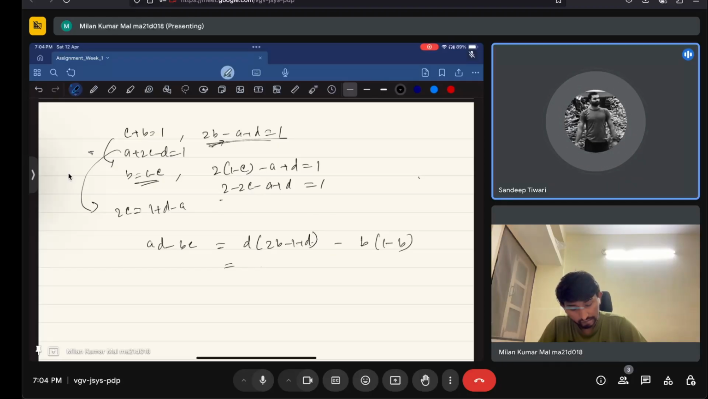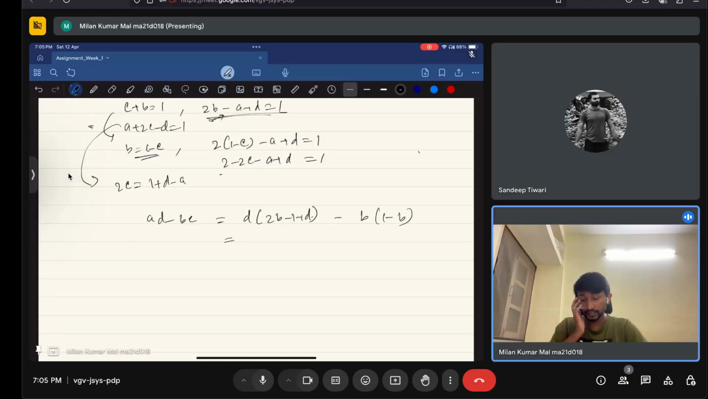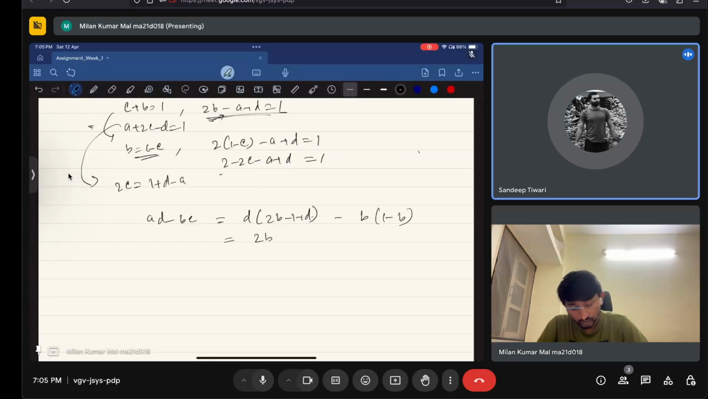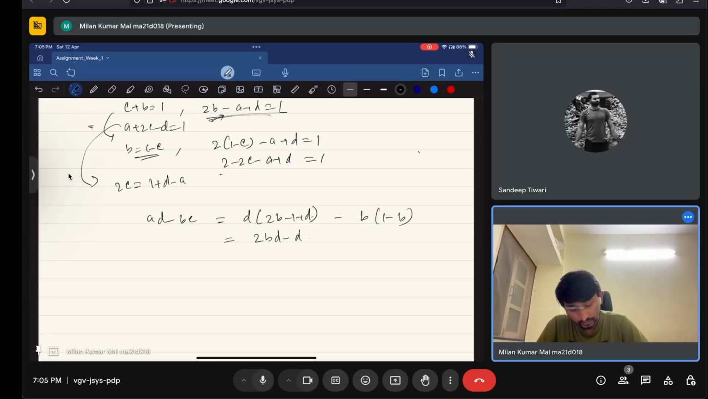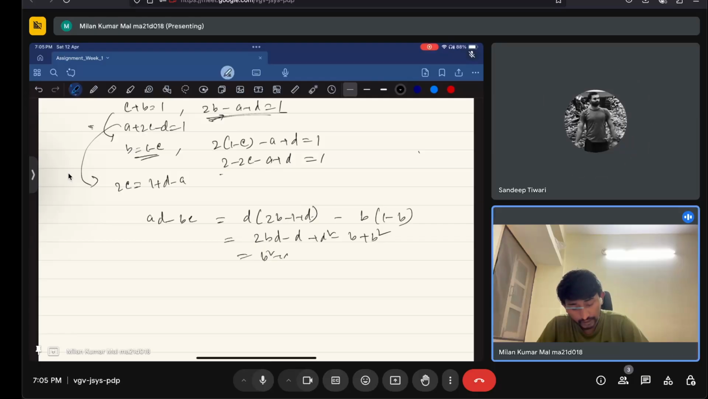I understand that. But now I want to calculate 2BD minus D plus D square minus B plus B square. Now this is B plus D whole square. It will give that, minus B plus D. So this will be B plus D whole square minus B plus D. I'm writing correct, right?